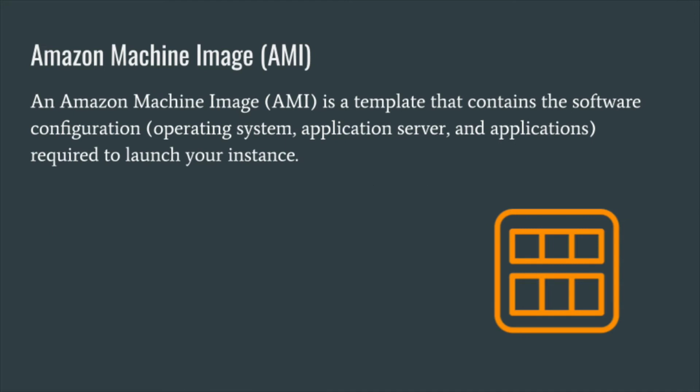An Amazon machine image is a template that contains the software configuration required to launch your instance.